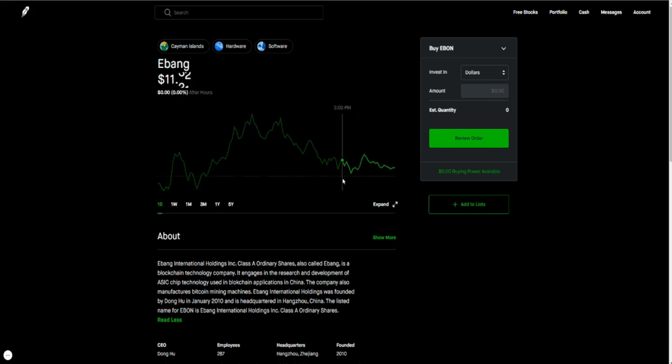Again, I think this pullback here, because the market actually pulled back, that's a good place to get in, because look at that high right there. It was about $13.60, and then pulling back now, sitting at about $10.82.